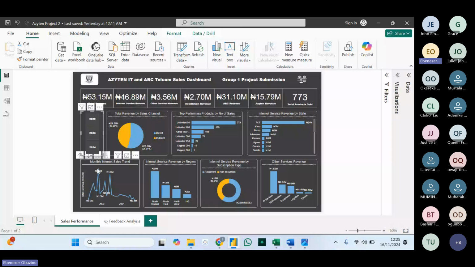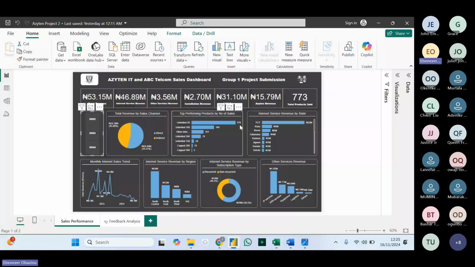We have 5.7 million there. So top performing product by number of sales. Unlimited 50 is the top performing product, and that is understandable because I think it's the cheapest. We have 370 products sold there, while the least performing product is the most expensive. That is CAP 500. We have just 5 products sold there.